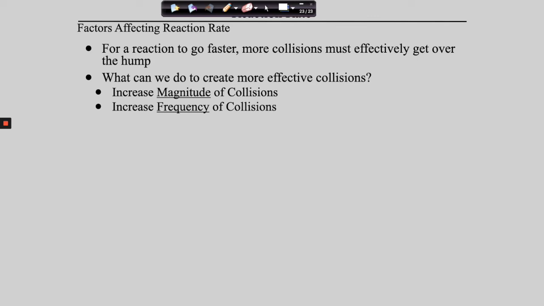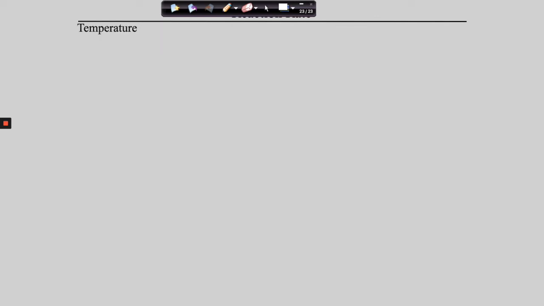Rate goes faster. So guys, how do we do this? There are three ways that we can affect the magnitude or frequency of collisions. Guys, be ready to write stuff down. So one of the things we can do is we can change the temperature.